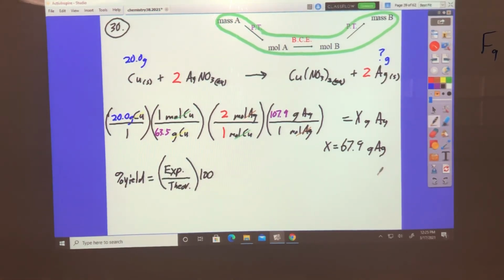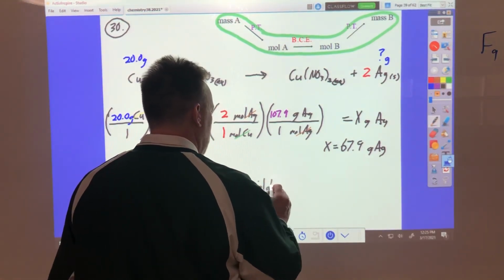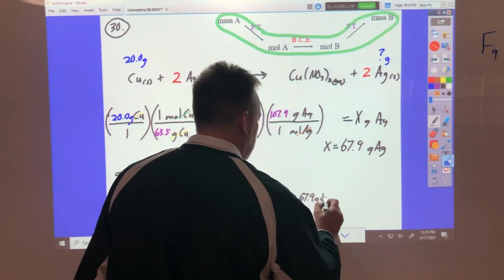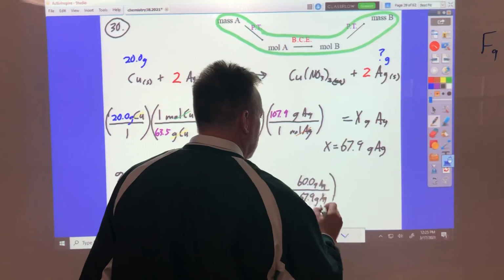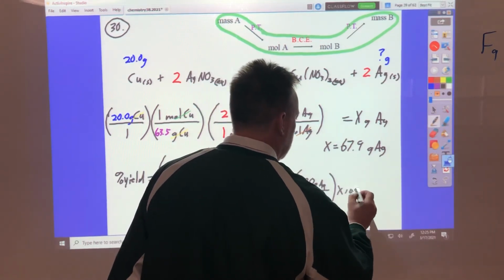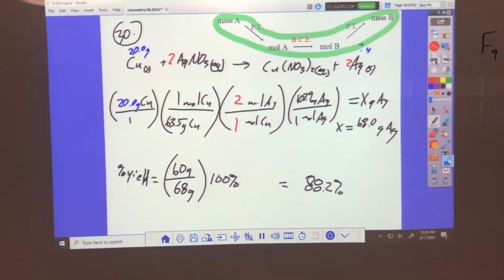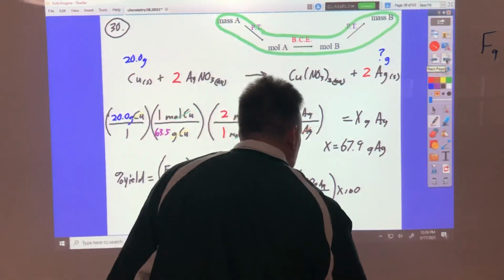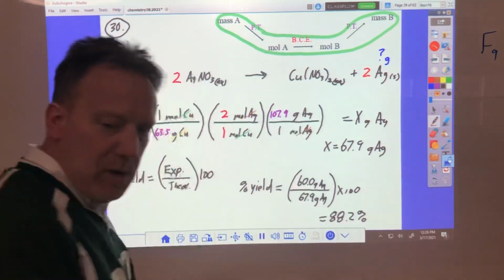And so our percent yield, our theoretical we just found, so that's 67.9 grams silver. And I think it said 60.0 grams silver. Grams silver is going to cancel, times 100. And it should come out to be 88.2%. Doing that, I'm going to go back and delete this page.